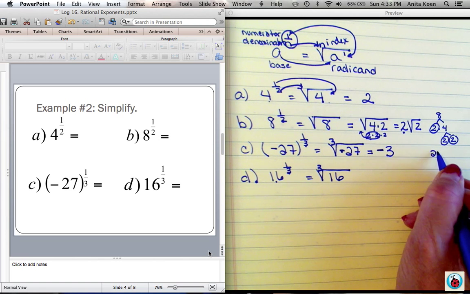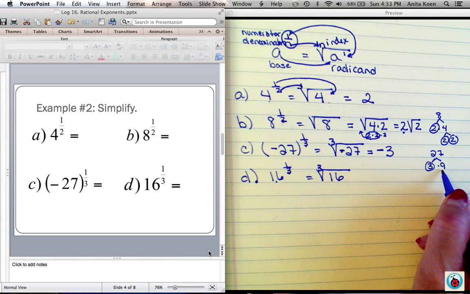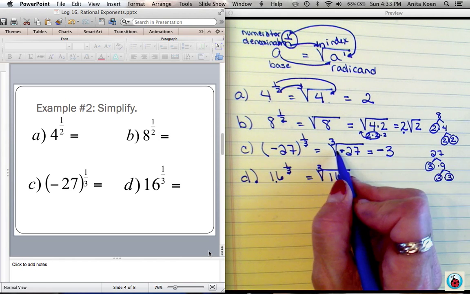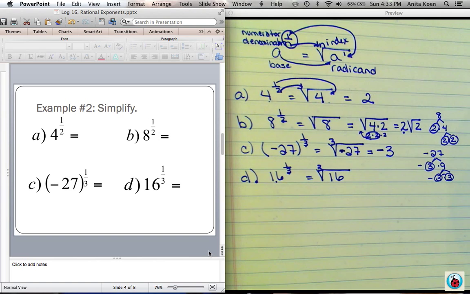And then you're going to come over here and do your 27 the same way that you did your 8 here. 27 is 3, which is prime, times 9. And 9 is 3 times 3. So there are 3 3's. And since this is negative 27, they have to be 3 negative 3's.